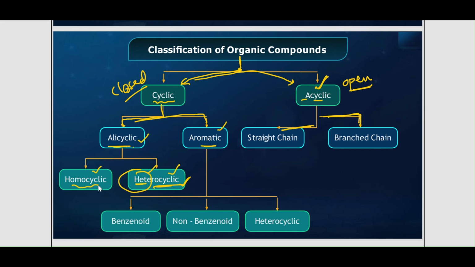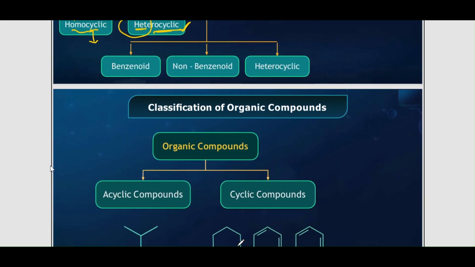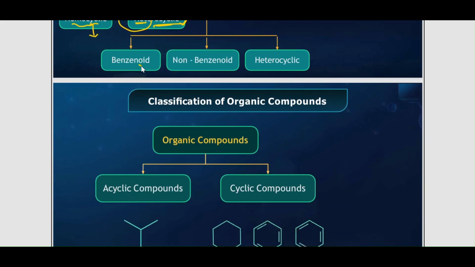And what is meant by homocyclic? It is a cyclic compound that contains only the same kind of atoms, that is carbon. Clear? Like that, the aromatic compounds are again divided into two types, benzenoid and non-benzenoid. What are benzenoids? You can observe in the title only. The compounds that contain a benzene ring are called benzenoid. And those which do not contain benzene are called non-benzenoids. Once again we will discuss one by one in complete detail.